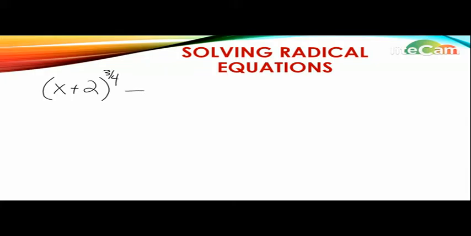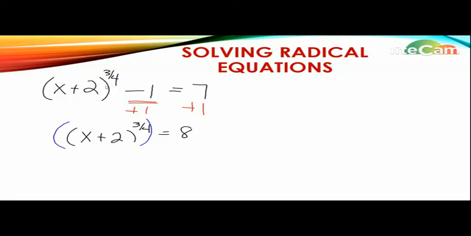Okay, so let's try it again. This time we have (x plus 2) to the 3/4 minus 1 equals 7. Again, this one is extra. I need this whole thing to be by itself. So I'm going to add the 1 over, and I've got (x plus 2) to the 3/4 equals 8. Again, I'm going to use the reciprocal, so I'm going to go 4/3. Whatever I do on this side, I'm going to do over here. So now I've got x plus 2 by itself, because these cancel out, and I've got the cube root of 8 to the 4th.